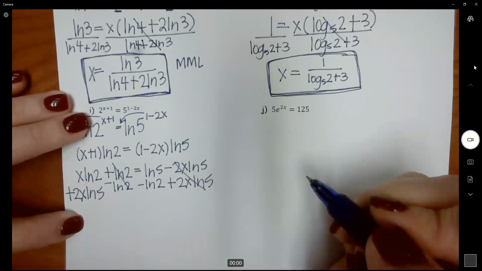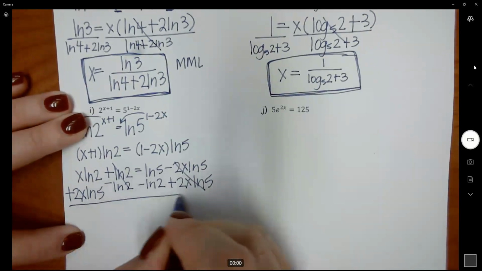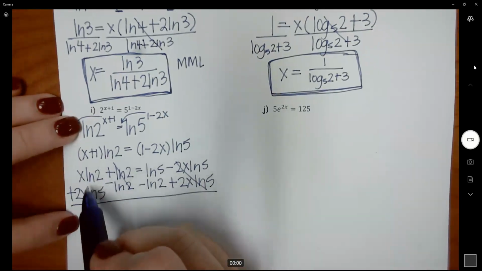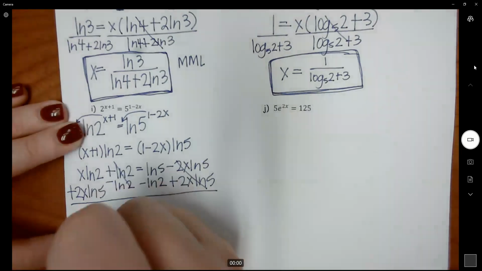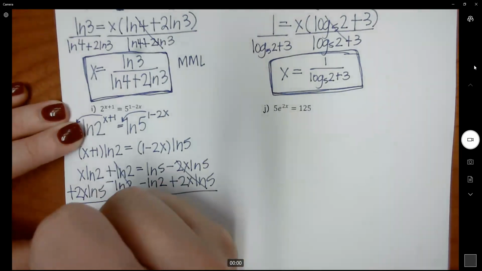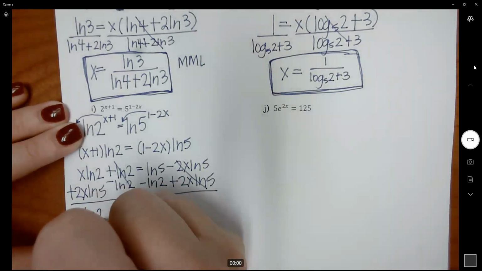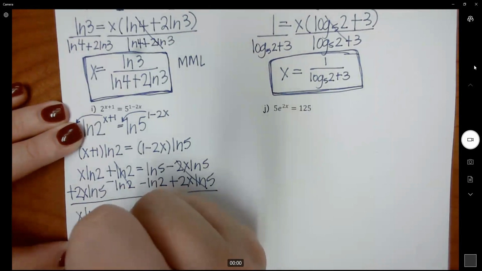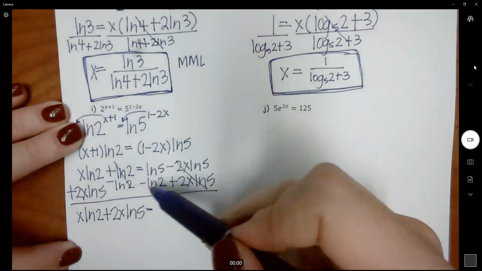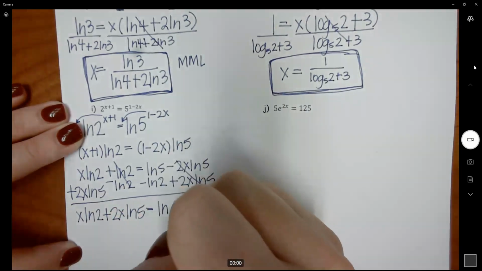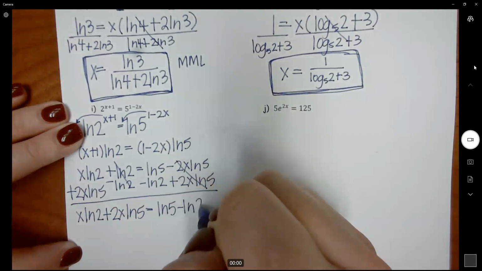That cancels. So now my equation, these both have a natural log of 2 and a natural log of 5, so those are not the same. So I'm going to put them side by side. So we got x natural log 2 plus 2x natural log 5 equals, same thing here. This is just natural log 5 minus natural log of 2.